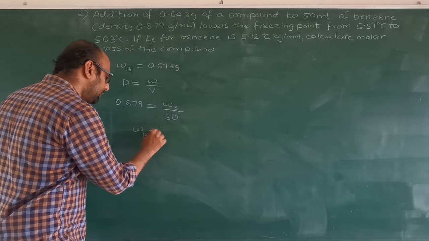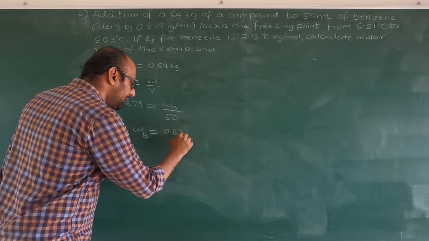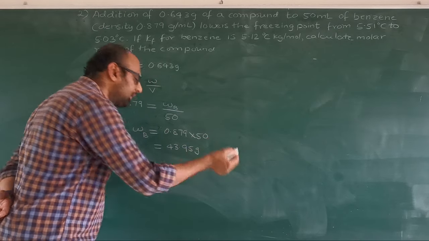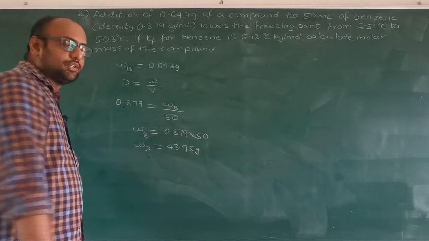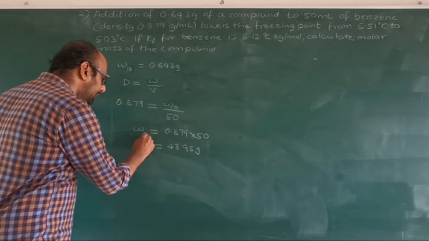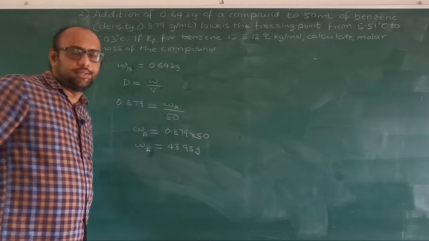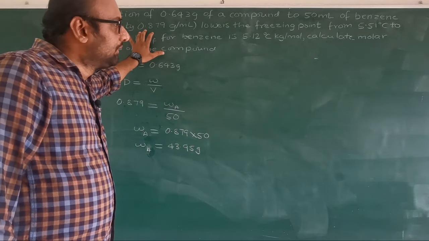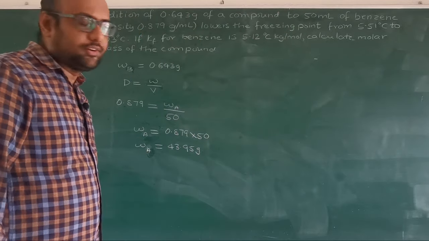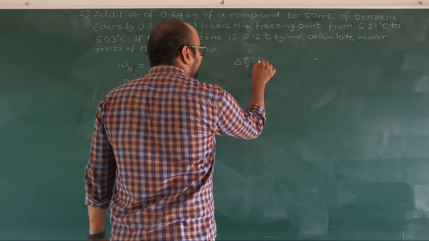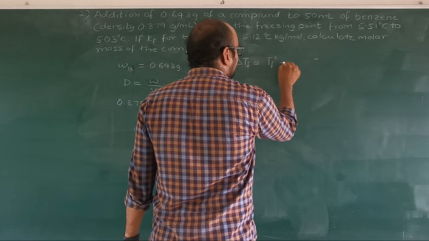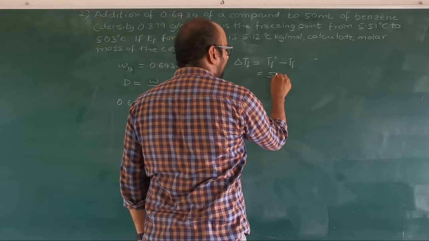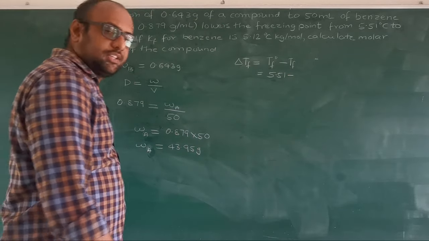So WB will be equal to, if you send 50 on that side, you get 0.879 into 50. Now when you calculate this, you get 43.95 gram. So this is WB, mass of solvent. Sorry, this is WA, let me take it as WA, because you are calculating for benzene, it is a solvent. So mass of solvent is 43.95 grams. Now, freezing point lowers from that temperature to this temperature. So the depression in freezing point is equal to, you know the formula, TF naught minus TF. Always take the higher value of freezing point first. So 5.51 minus lower value 5.03.